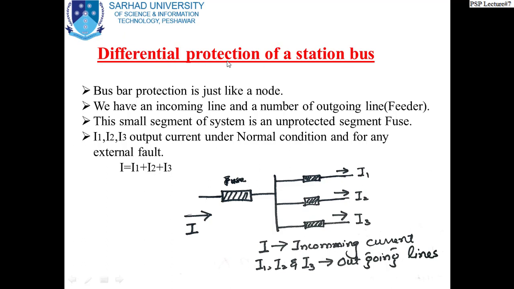bar. So bus bar protection is just like a node. We have an incoming line and a number of outgoing line feeders. This small segment of the system is an unprotected segment.